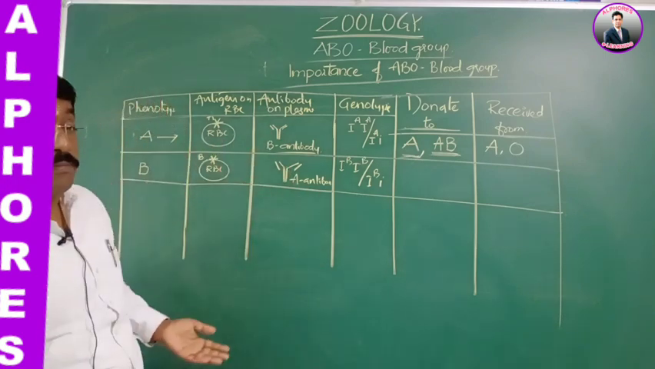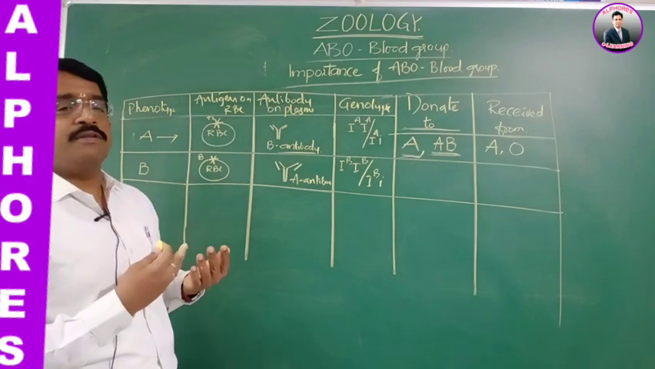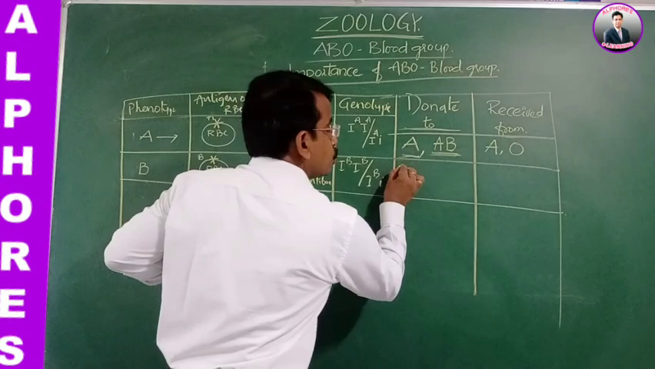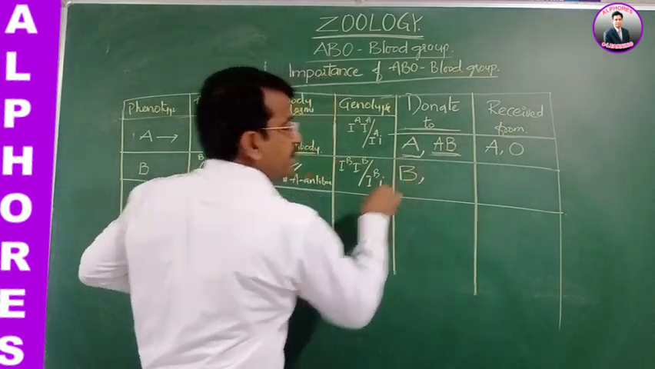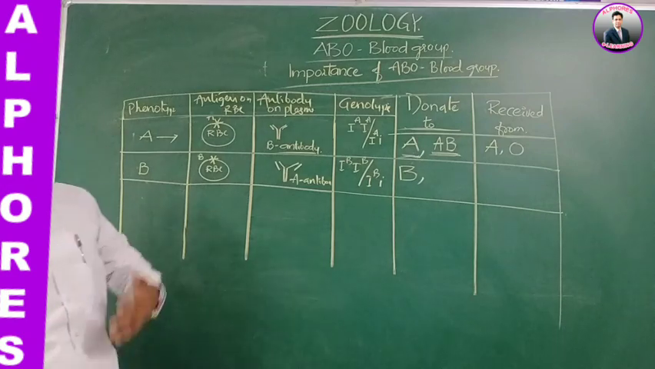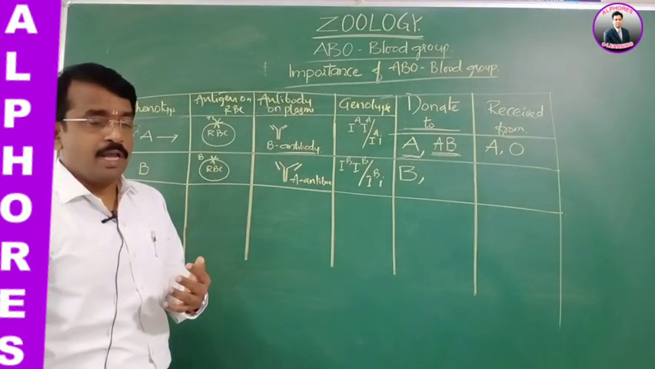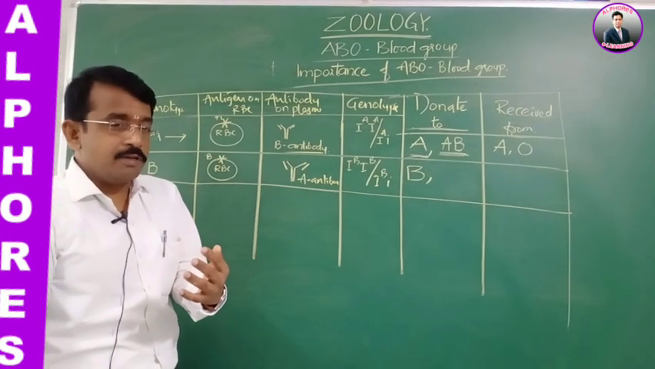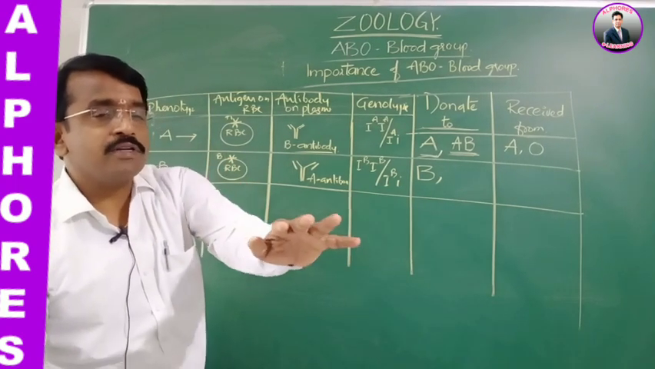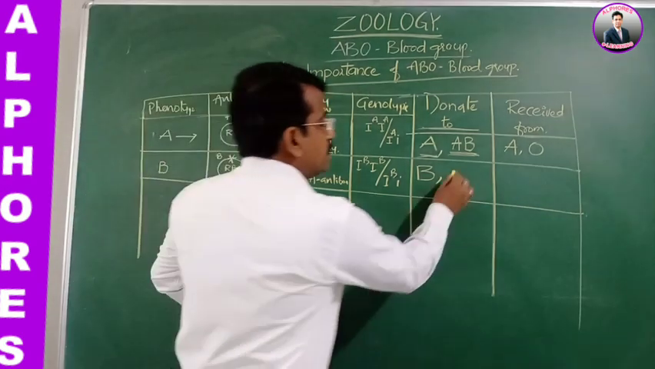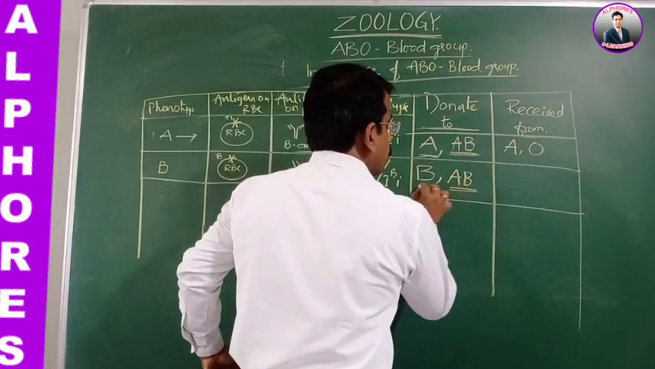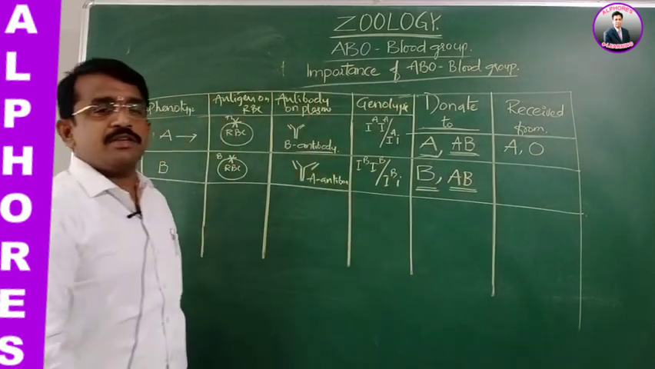Let's go to B. B is with the B antigen and B produces A antibody, so it can donate to B. Next, AB: B is with the B antigen, and if donated to AB, which does not have antibodies, there is no chance of clumping. So B is to be donated to B and AB.